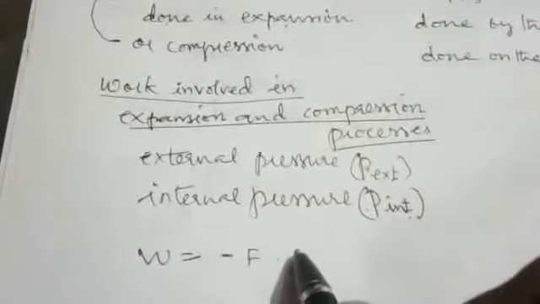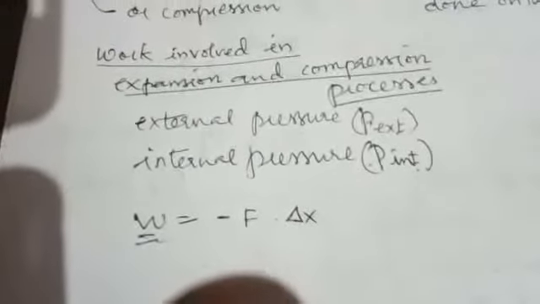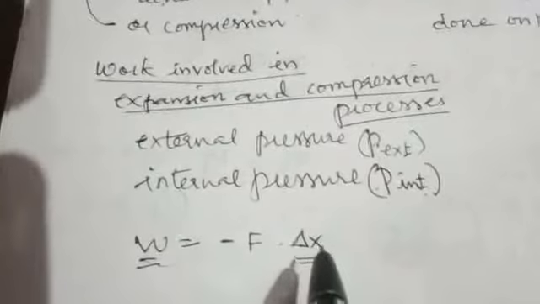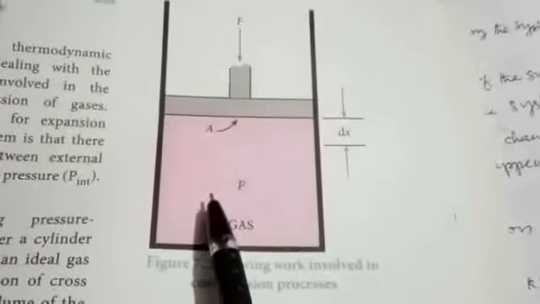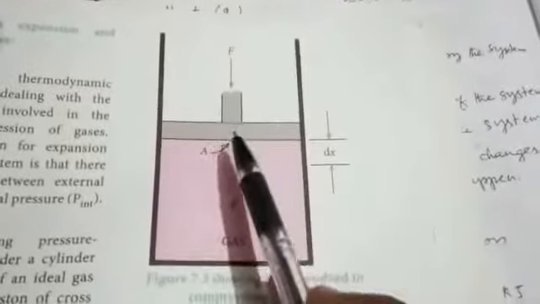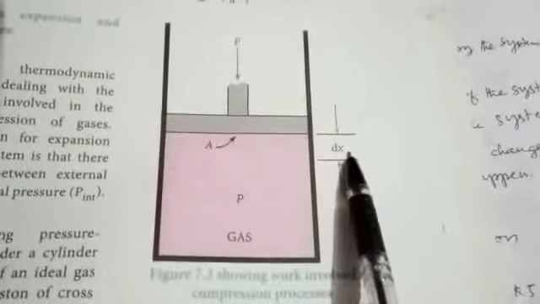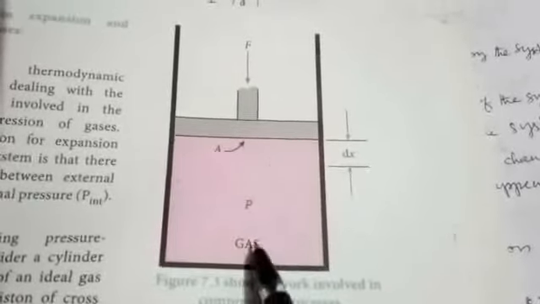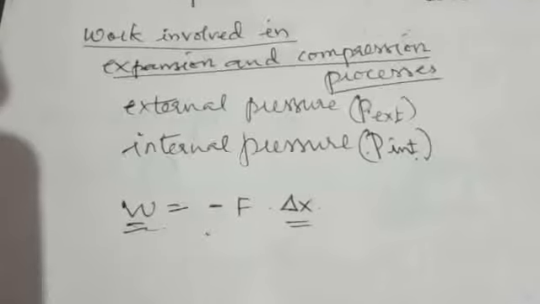is minus F into delta x. W is called work done on the system. dx is the distance moved by the piston during the compression force on the gas. See the diagram showing the work involved in the compression process. Consider the cylinder with gas inside. The pressure will be applied, the force above is applied, the cross-section area moves down, and the distance is called dx. The molecules will be going down, and the external force will be applied.